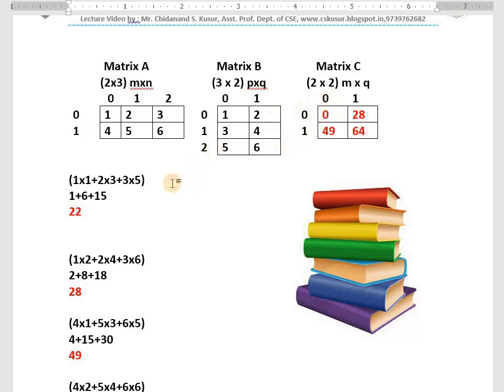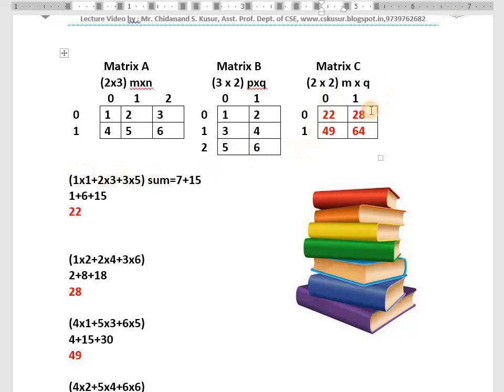First time sum equals sum plus. Sum equals sum plus means what? Sum equals 0 plus 1 into 1. 1 into 1 how much? 1. 0 plus 1 is 1. Now sum has become 1. 1 plus 2 into 3, 6. 6 plus 1, 7. 7 plus 3 into 5, 7 plus 15. How much? 22. 22 is calculated by the machine and stored here.